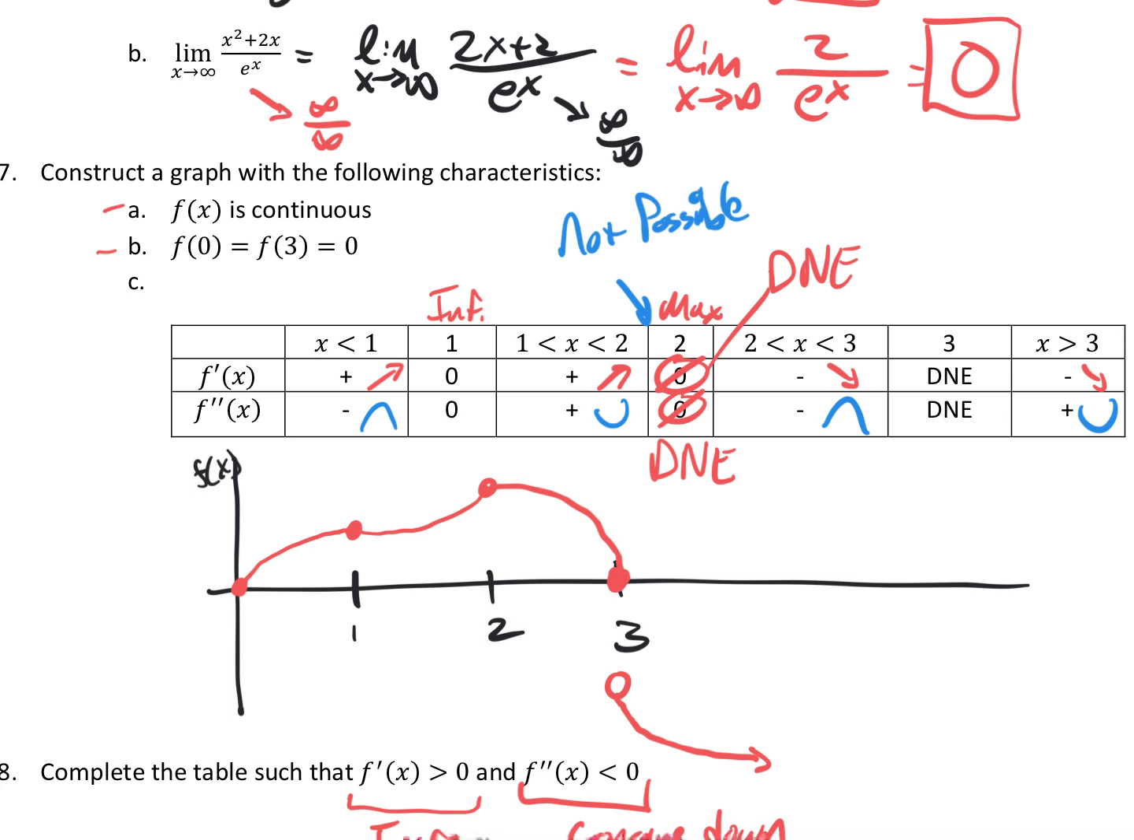But that's what happens when we have a point. We have to have a point there because of this combination. And so that's where the derivative doesn't exist.